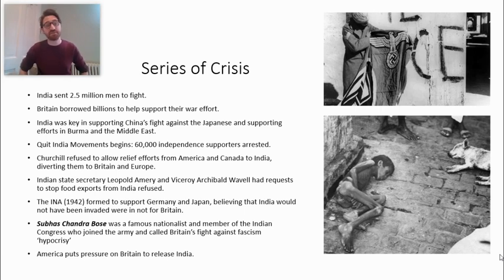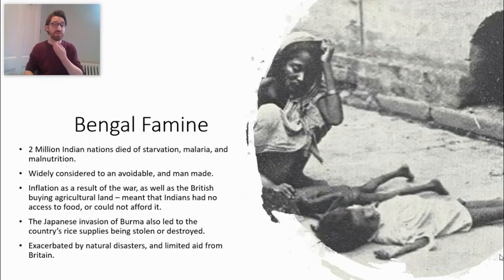But it's not just the men of India that Britain requires. They lend billions and take billions from the Indian economy, which halts the economic expansion that had been taking place. And they take control of food sources as well. And this leads to a series of devastating crises that happen in India. That includes probably the most infamous of the crises, which is the Bengal famine, which takes place in the early 40s, where 2 million Indian nationals die of starvation, malaria, or malnutrition.